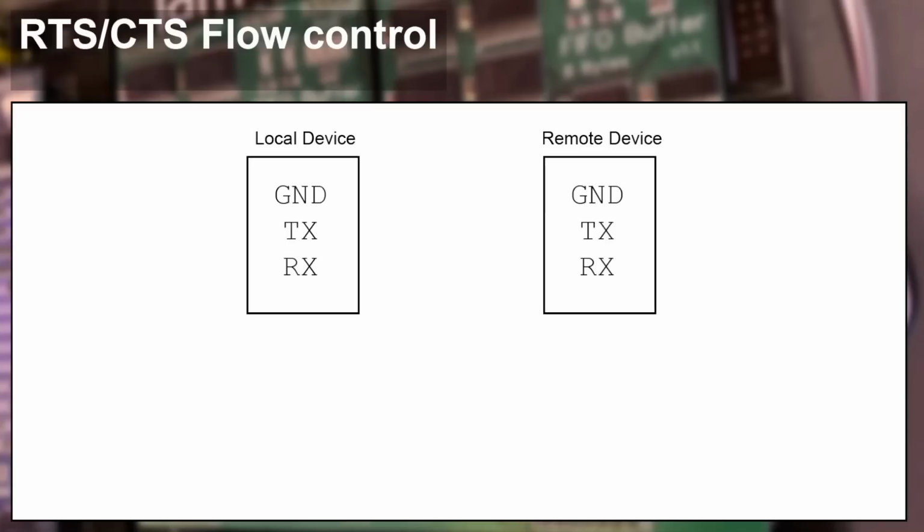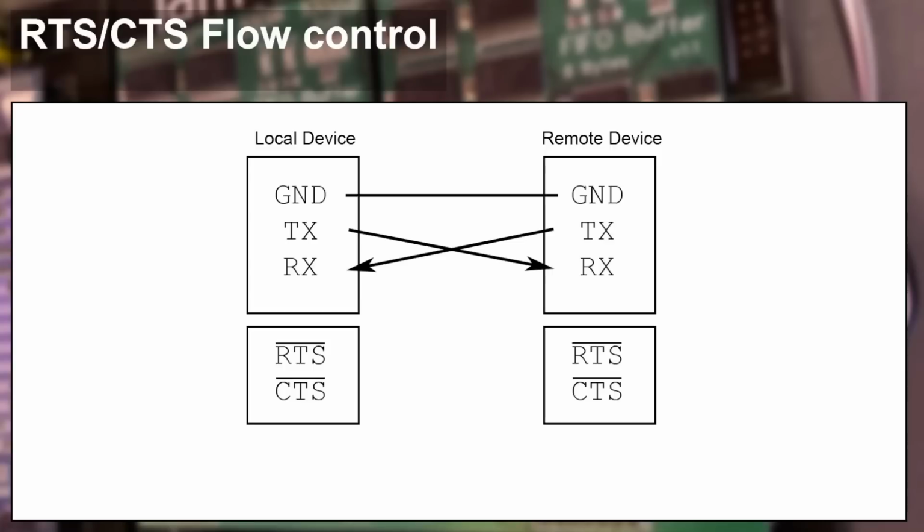So far, we've dealt with three lines: ground, TX, and RX. Ground lines are in common. The transmit of one goes to receive of the other, and vice versa. And for hardware flow control, we need some additional control signals. In this case, both local and remote device gain CTS and RTS lines, and they cross-connect in a similar way.